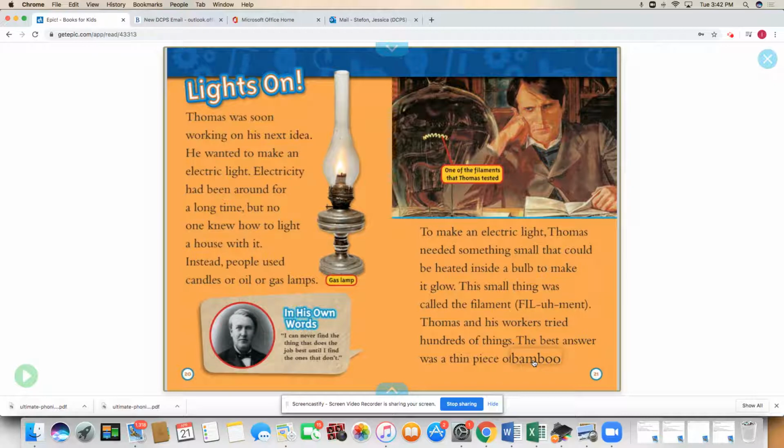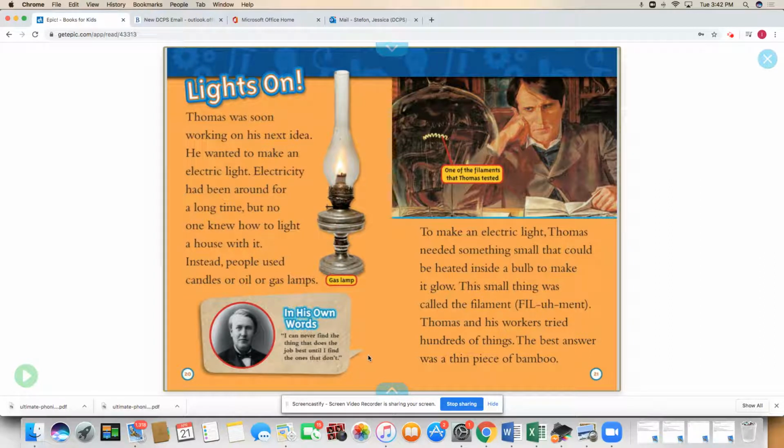When he can't figure out the answer to a problem, Thomas Edison never gave up. He didn't just try one thing. He tried again and again. He tried something different. He tried it 3 and 4 times. He kept trying and experimenting until he got something right. And let's look at his own words right here in this caption. Here's a quote. I can never find the thing that does the job best until I find the ones that don't. And I think this is a really important quote.